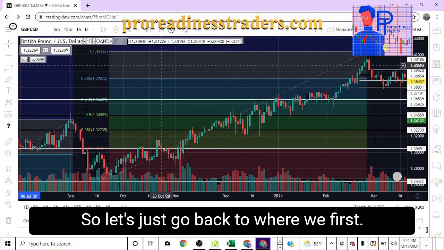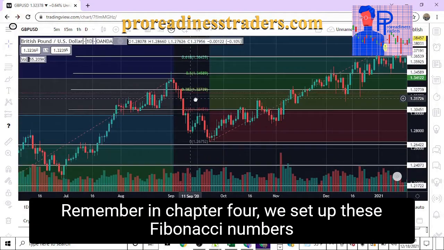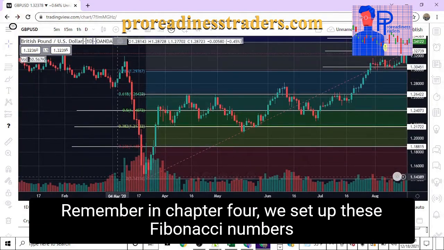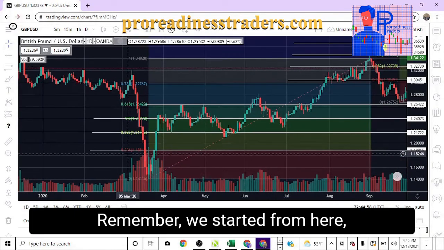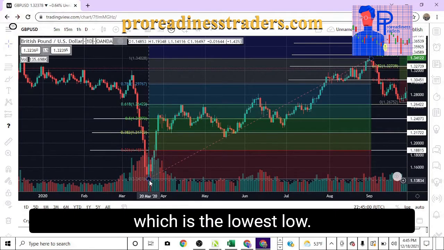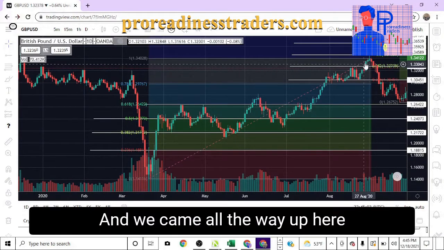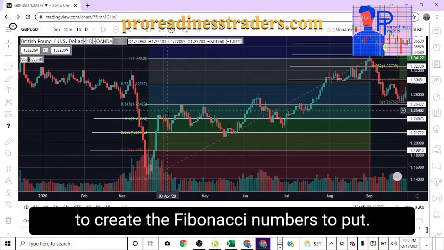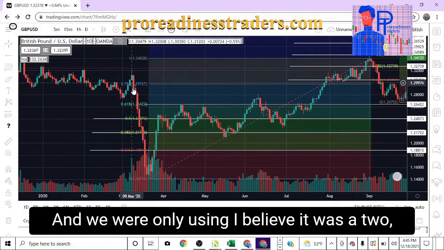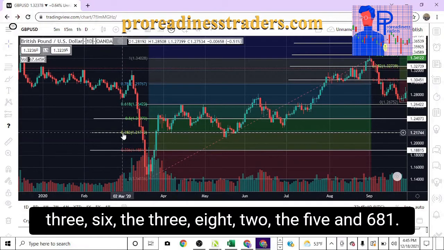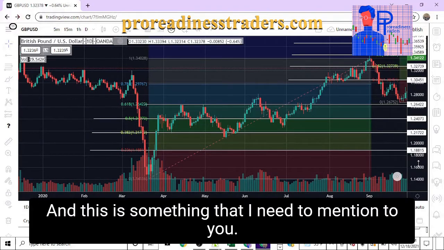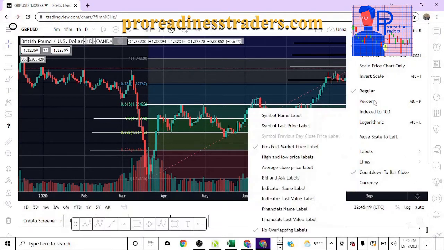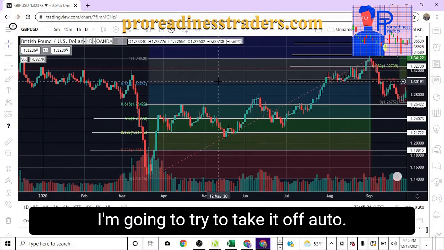So let's just go back to where we first, remember in chapter 4, we set up these Fibonacci numbers and we was using the rule of the lowest low. Remember, we started from here, which is the lowest low, and we came all the way up here to create the Fibonacci numbers to put, and we were only using, I believe it was the 236, the 382, the 5, and the 681. We wasn't using this one. Now I will say this for the record, and this is something that I need to mention to you. This is also something I did, and I'm going to try to take it off auto.